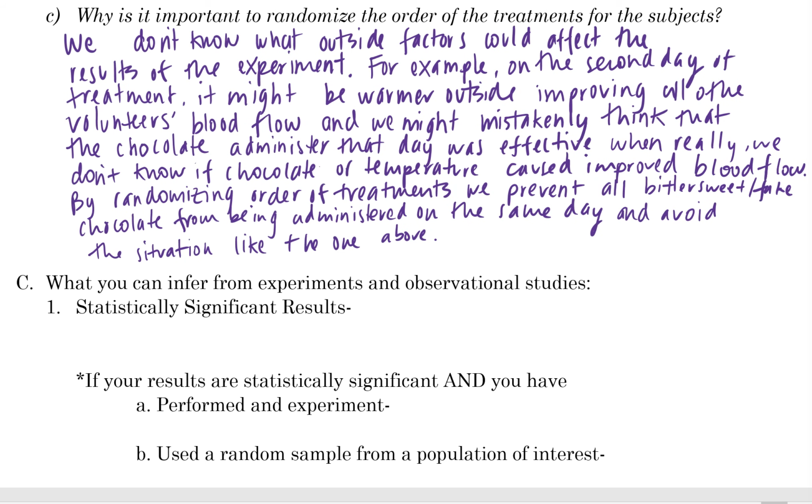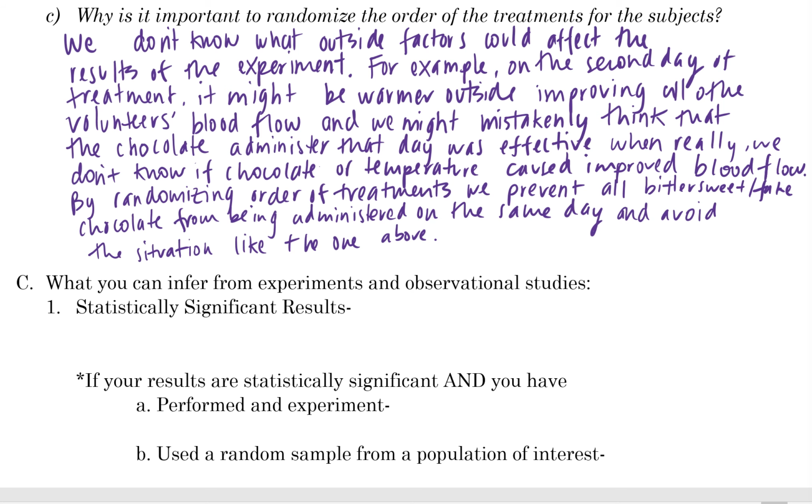All right, so why is it important to randomize the order of treatments? So we don't know what outside factors could affect the results of the experiment. For example, on the second day of treatment, it might be warmer outside, improving all of the volunteers' blood flow. And we might mistakenly think that the chocolate administered that day was effective, when in reality, we don't know if it was the chocolate that was effective or if temperature just caused an improved blood flow for everybody.